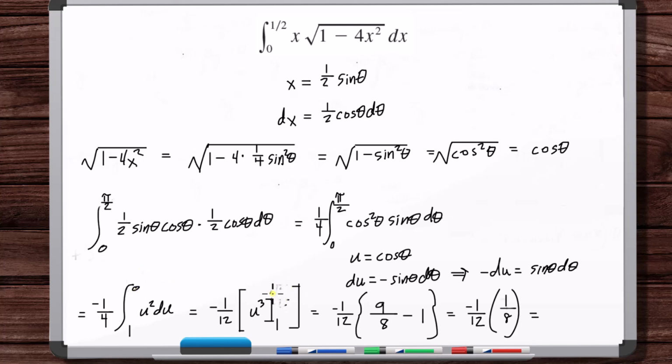Okay, so this is 0 minus 1. So minus 1/12 times minus 1 is 1/12.